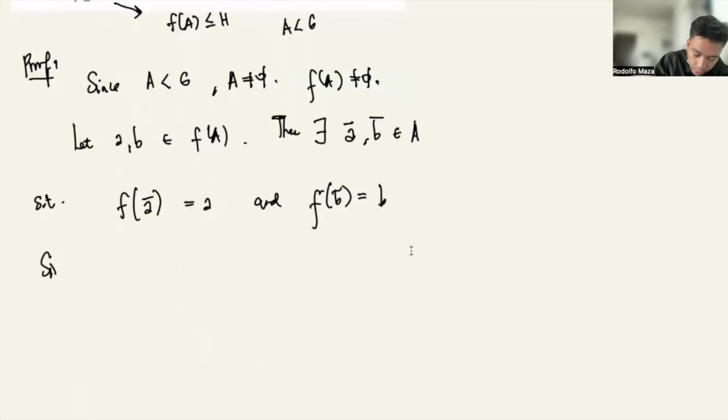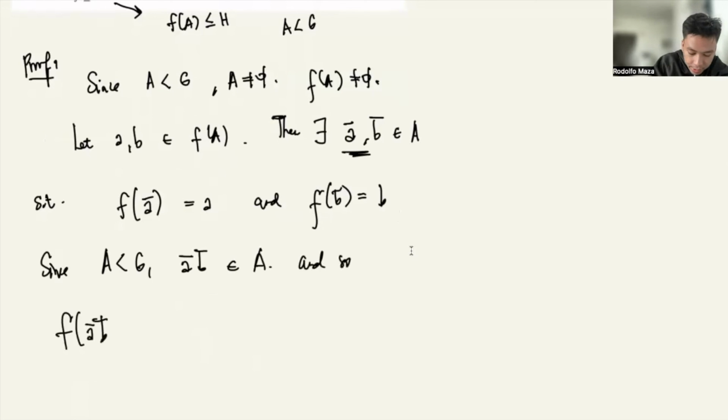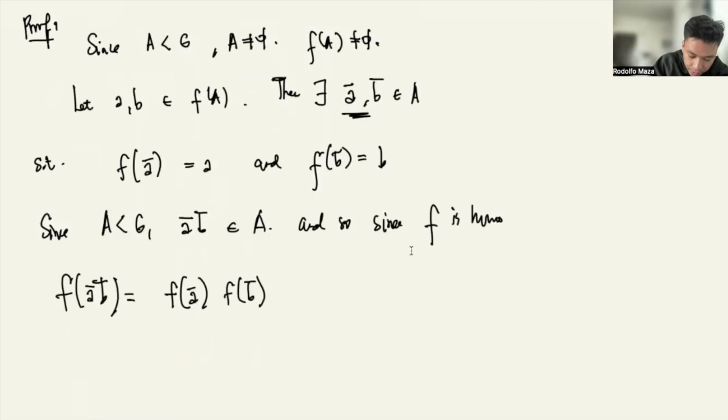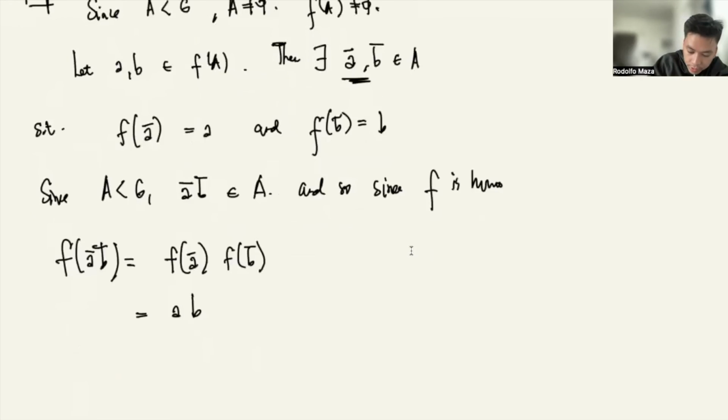Okay. Since ano pala, yung A mo is subgroup of G, so ibig sabihin, etong mga to, A bar, B bar, yung product nila is in A. Okay? And so, F of A bar B bar, mangyayari, this is equal to F of A bar F of B bar. Kasi, di ba, F is homomorphism. So, lagay ko dito, since F is homomorphism. Yan. And so, this is equal to a, b, which is an element of F of A. So, therefore, yung F of A mo is a subgroup of H.